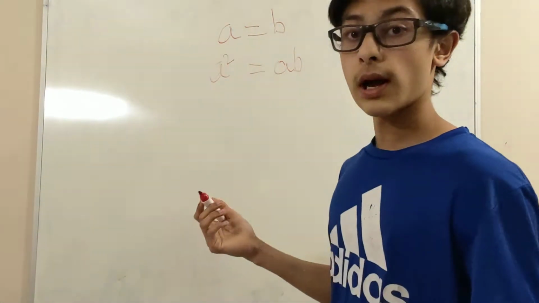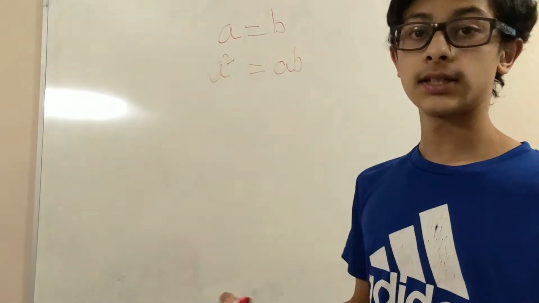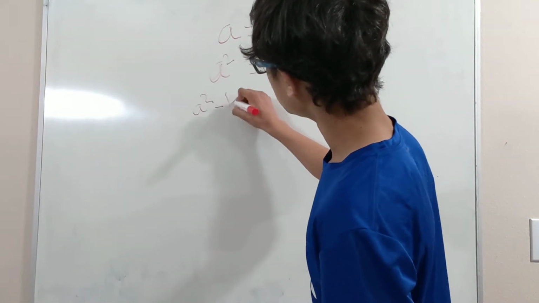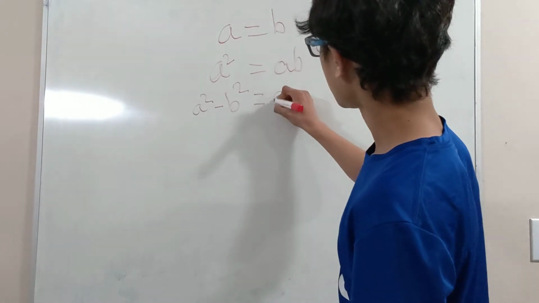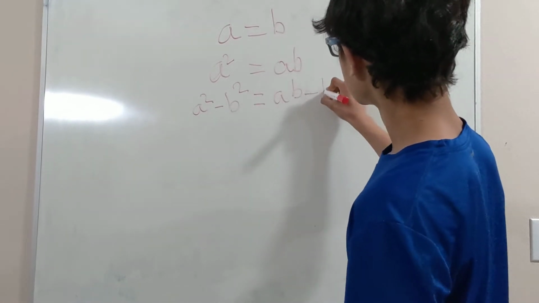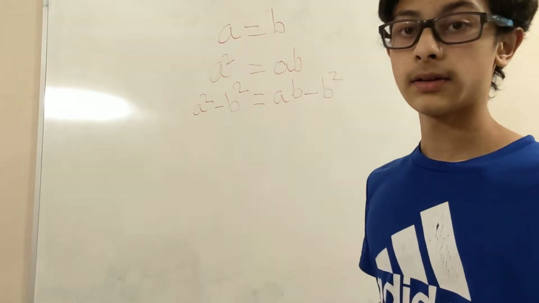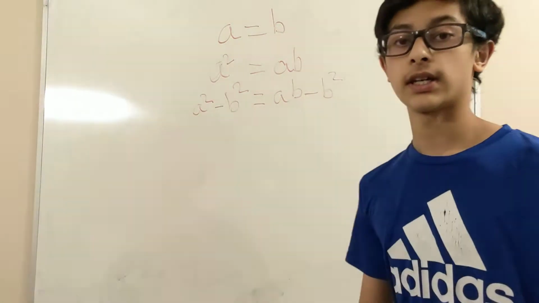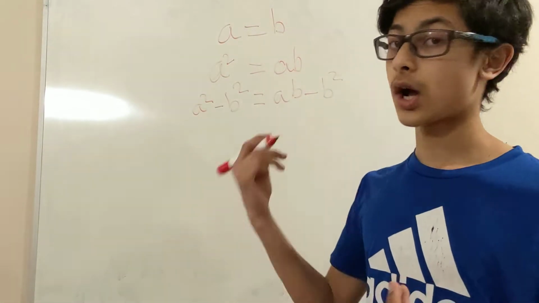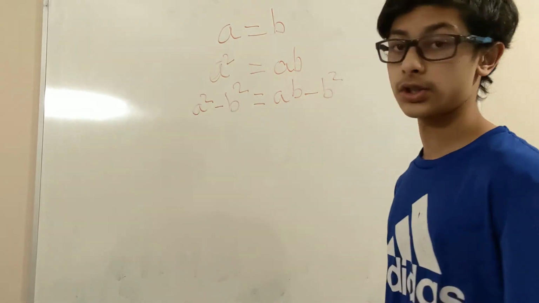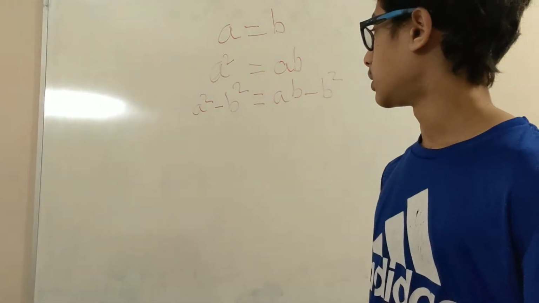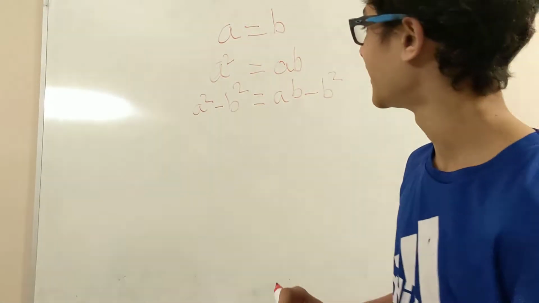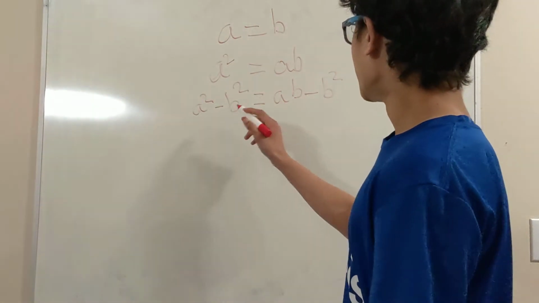Then we subtract B squared. So A squared minus B squared equals AB minus B squared. We can do that. We've multiplied both sides by A, and we've subtracted B squared from both sides. We've stayed constant on both sides. So far, no trickery or anything like that. And if there is, well, I wouldn't tell you right now, would I?